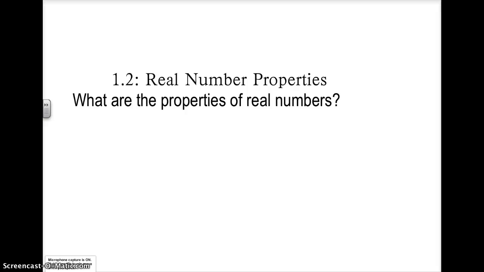Okay, so we're talking about the properties of real numbers, and the question we're trying to answer is what are the properties of the real numbers? When we talk about these properties, we're going to talk about them in terms of addition and multiplication.